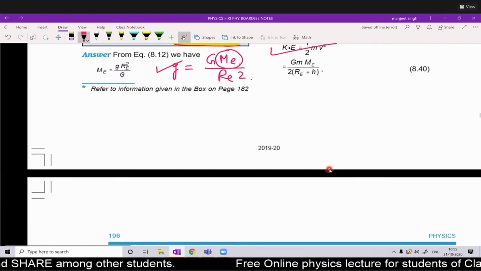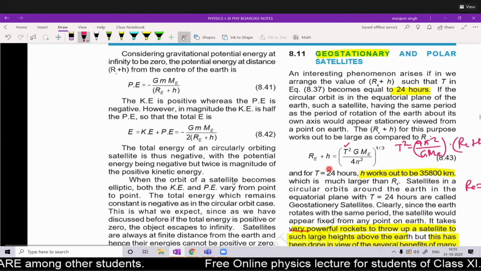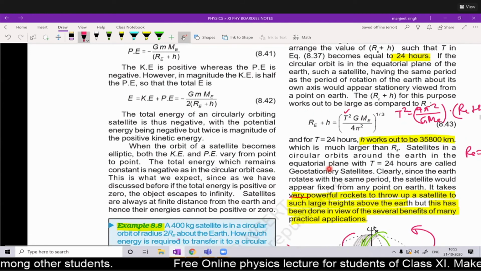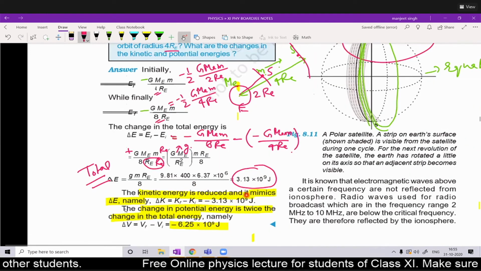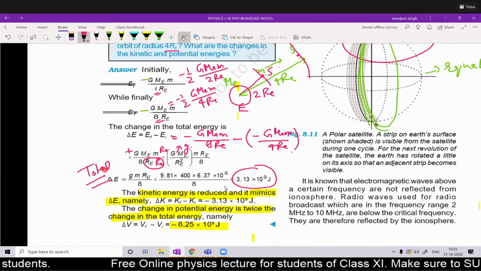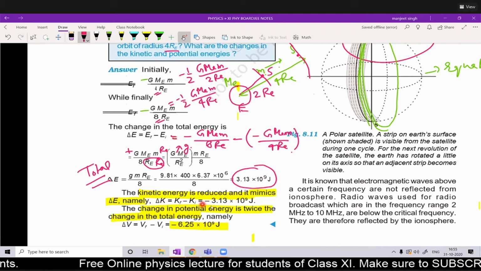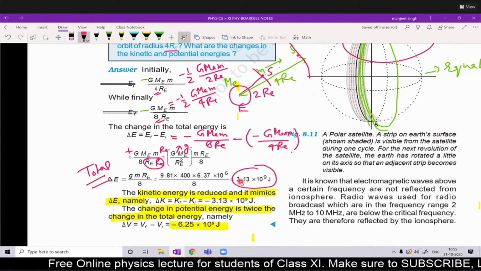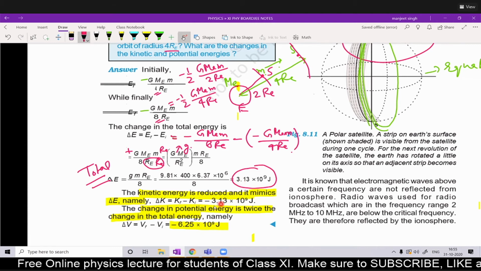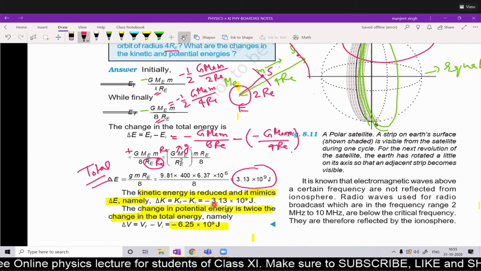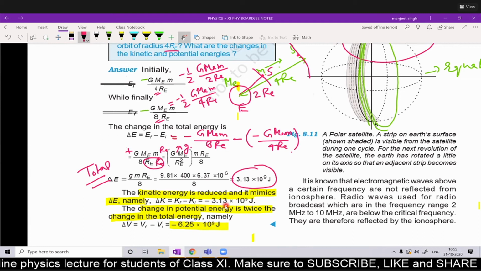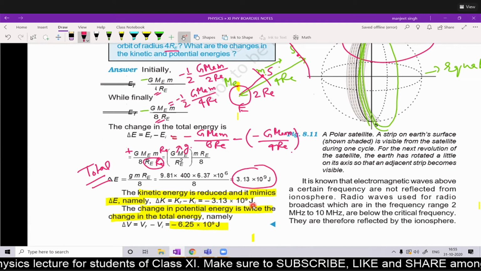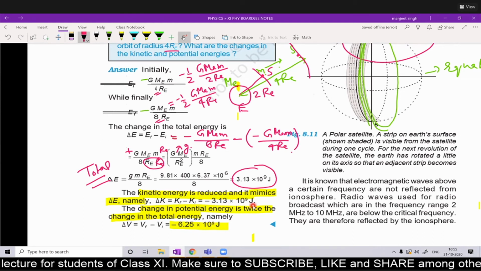See, the kinetic energy is reduced and it mimics delta E, means whatever the value of total energy is, the same will be for kinetic energy, but with a change of sign. It will have the opposite sign of delta E. So what will delta K be? Delta K is equal to minus 3.13 into 10 to the power 9 joule.